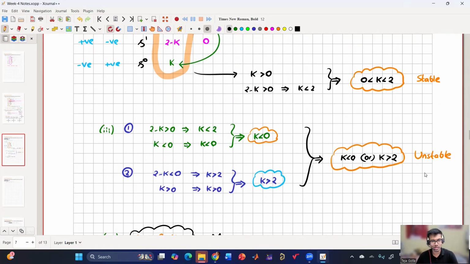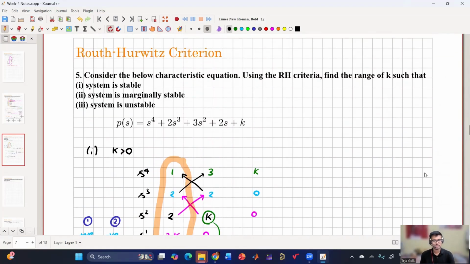Sir, can I ask? Yes, please. In this characteristic equation, if two consecutive coefficients are the same, then we will land into the auxiliary equation concept, right? No, it is when the entire row is 0.